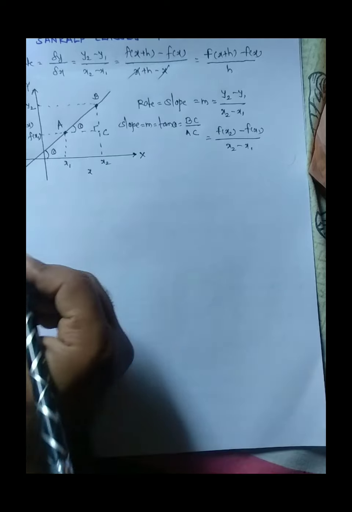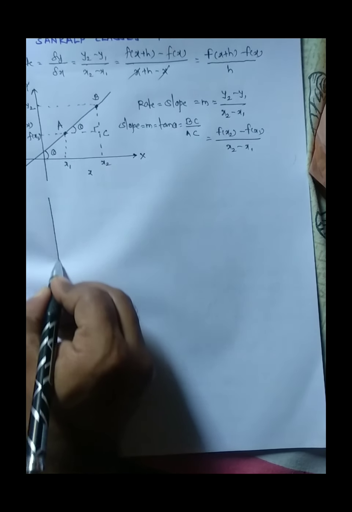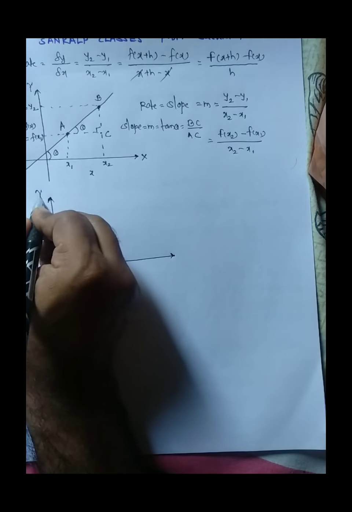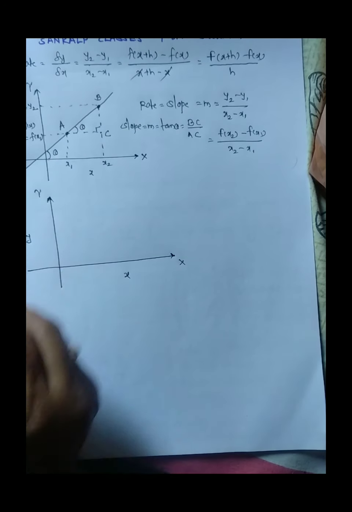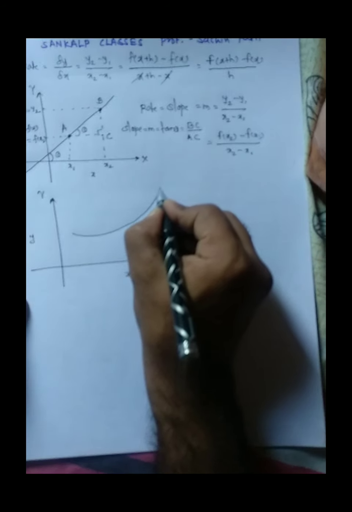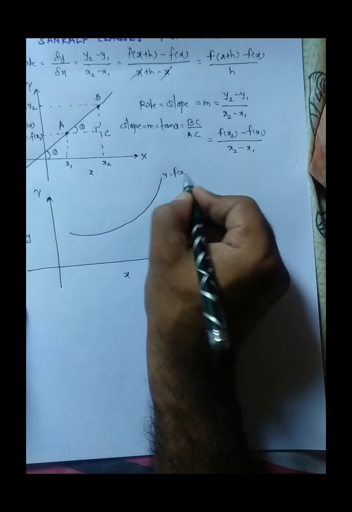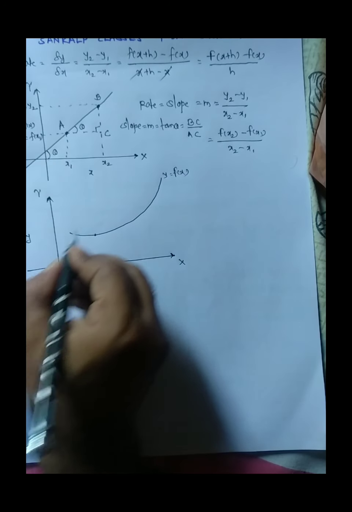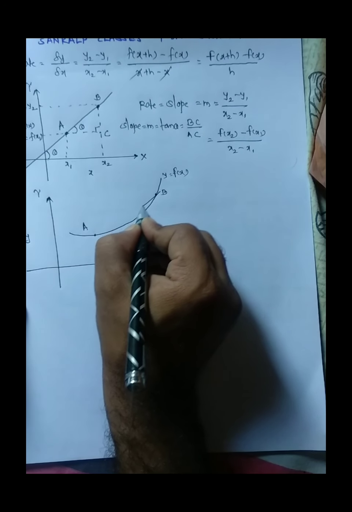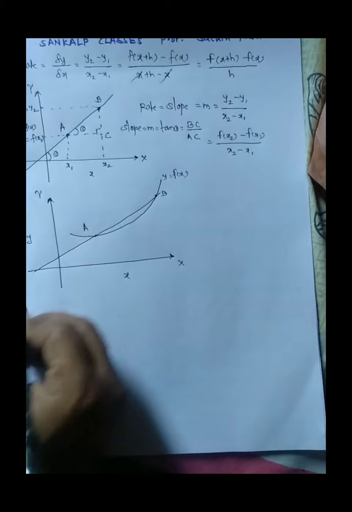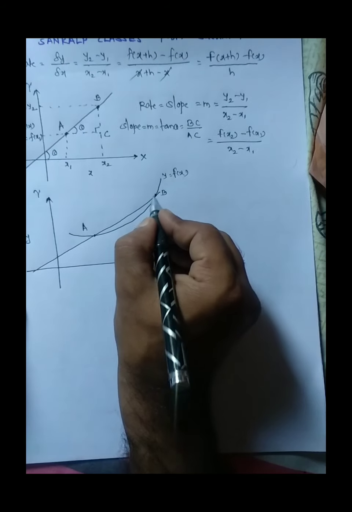Now suppose your function is not a straight line. At that time you will get a consideration like this one. The y-axis is here and the x-axis is here. The x-axis follows the values of x and the y-axis follows the values of y, and your function y is equal to f of x is like a curve. At that time you will take the point A and the point B and join them. You will get a straight line, and you will find the slope of that chord AB.